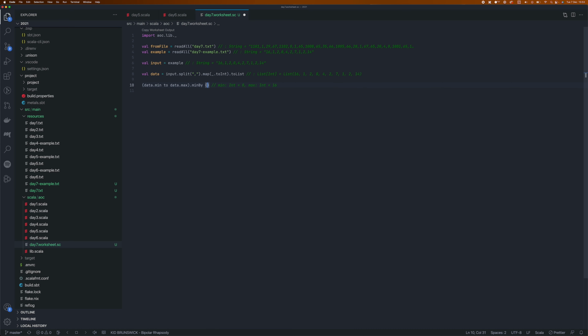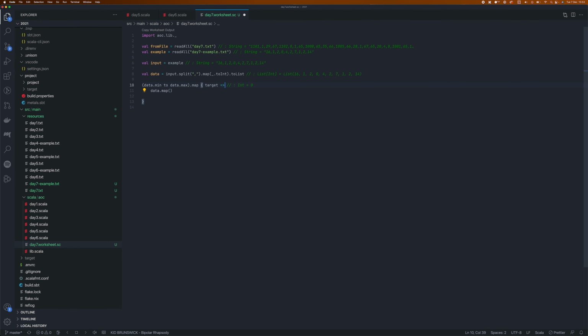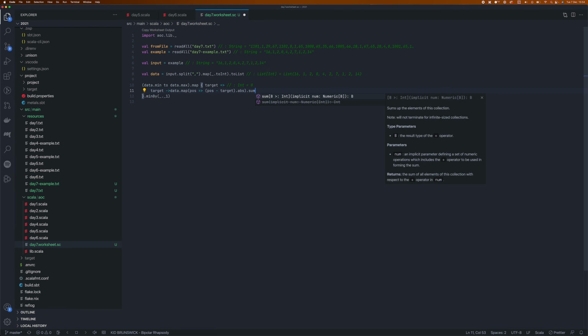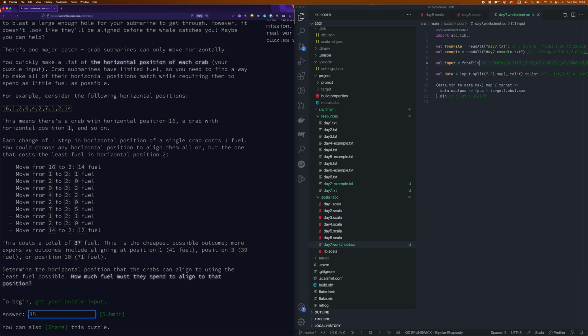So I basically found all the possible positions between the lowest position of the crabs and the highest one. And for every one of these points, I would compute the distance to that point from all the crabs, and I would sum it. And then I would take the smallest number out of the result. And it turns out that it was sufficient for the first part.